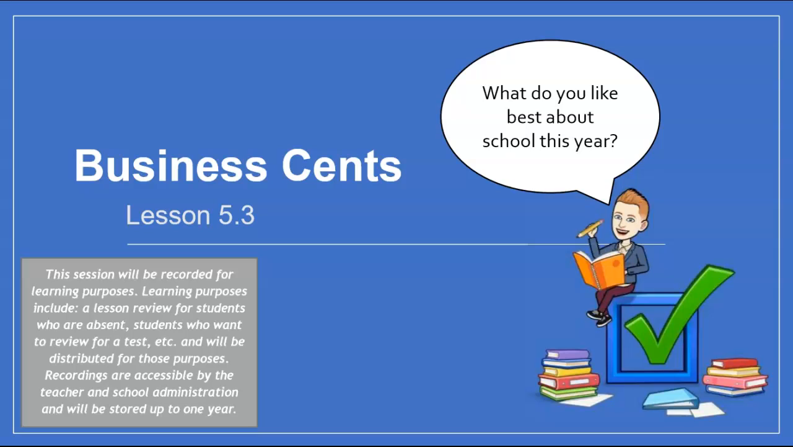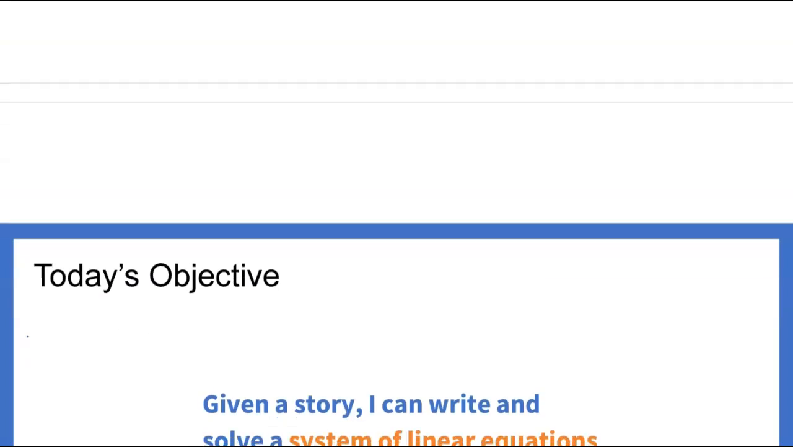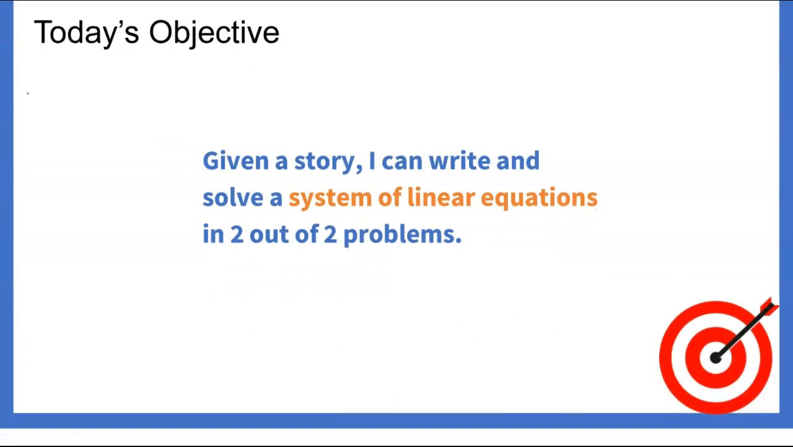Today we're going to be looking at lesson 5.3, Business Sense. And our objective today is, given a story, I can write and solve a system of linear equations in 2 out of 2 problems. So we'll think back to what systems of linear equations were. We talked about that as 2 or more equations in 2 or more variables that are solved together. So we're going to be looking at those today in the context of a story.